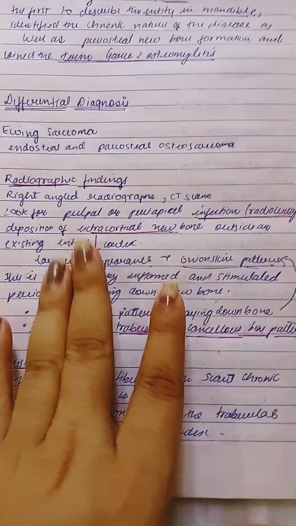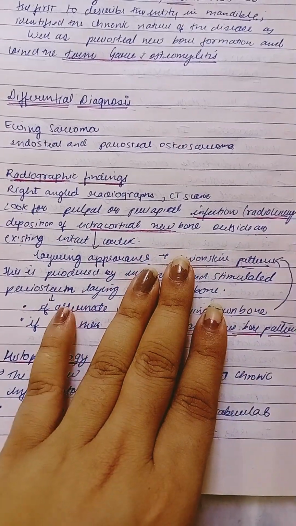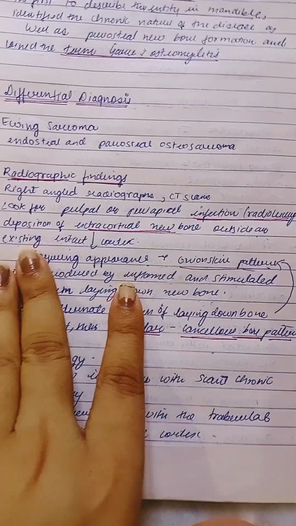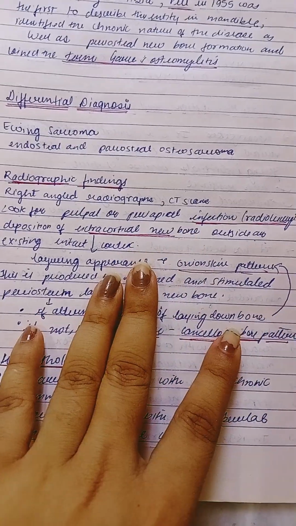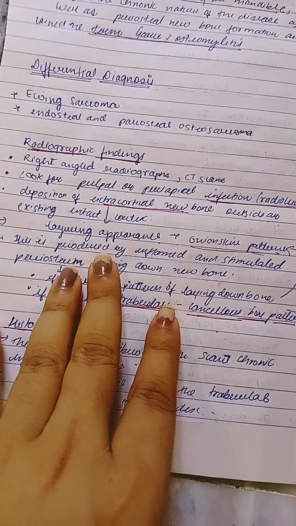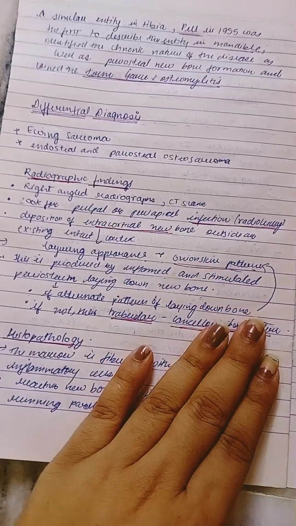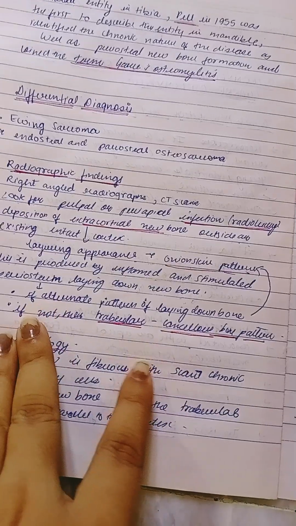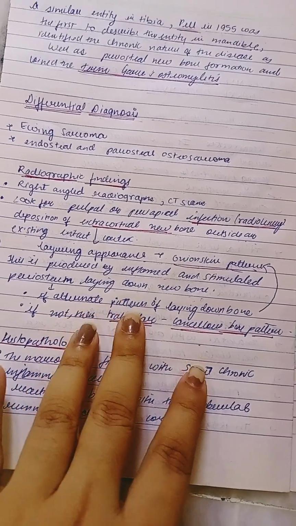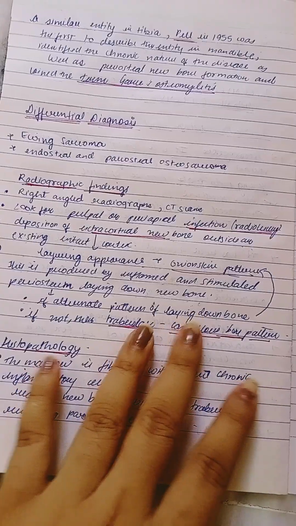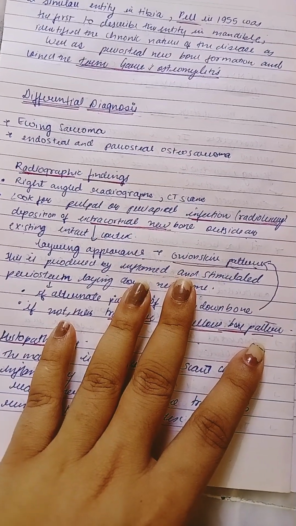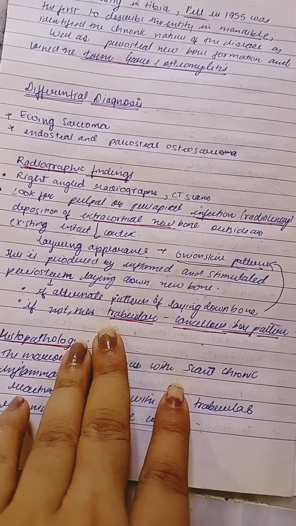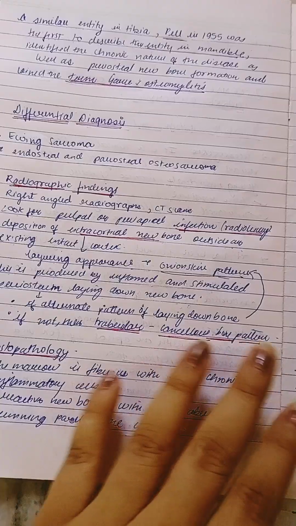Okay, deposition of extracortical new bone outside an existing intact cortex, and if this extracortical deposition occurs in a layering appearance, it is known as onion skin pattern. How does this layering appear? Because bone is laid down in an alternate pattern. If bone is laid down in an alternate pattern, then the onion skin appearance is seen. And if it is not in an alternate pattern, then a trabecular cancellous bone pattern is seen.